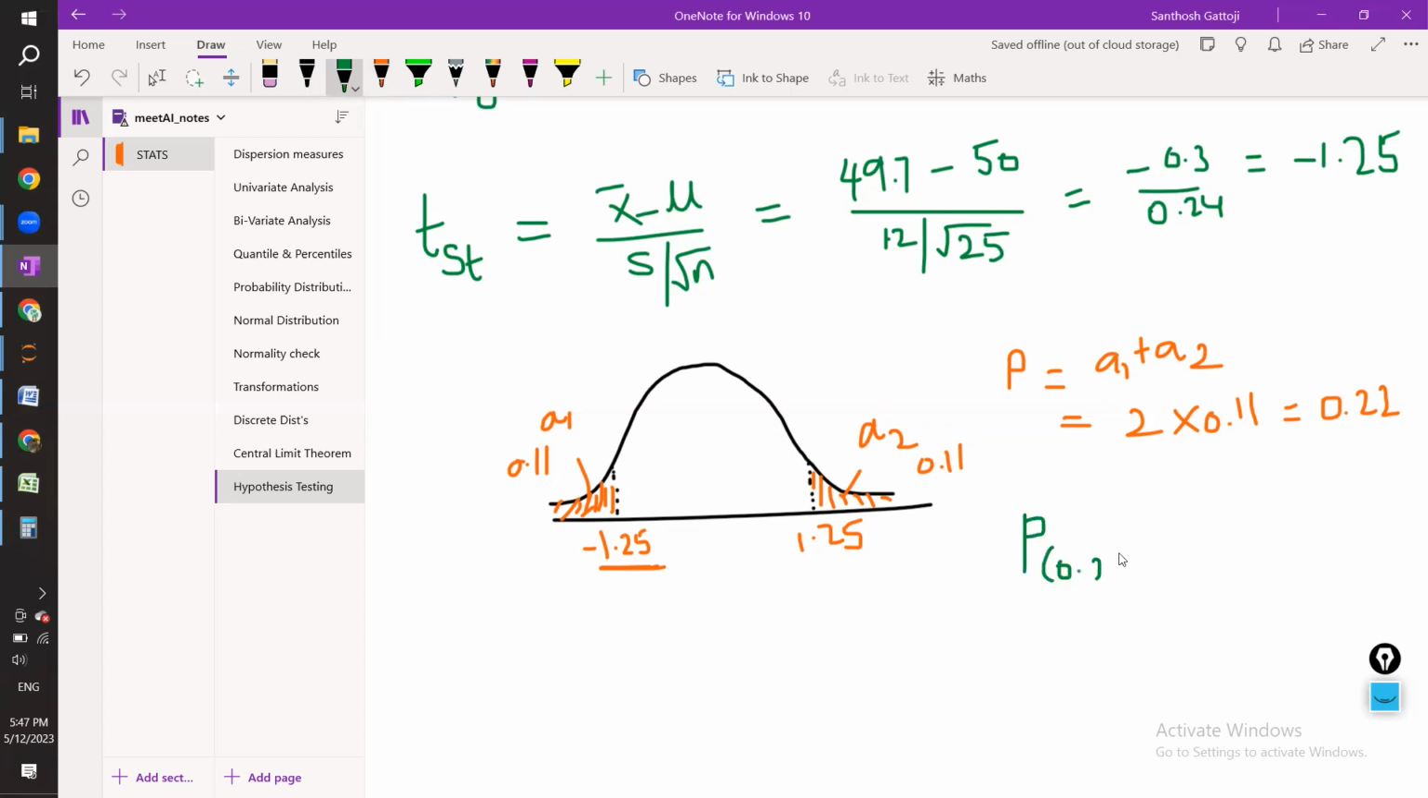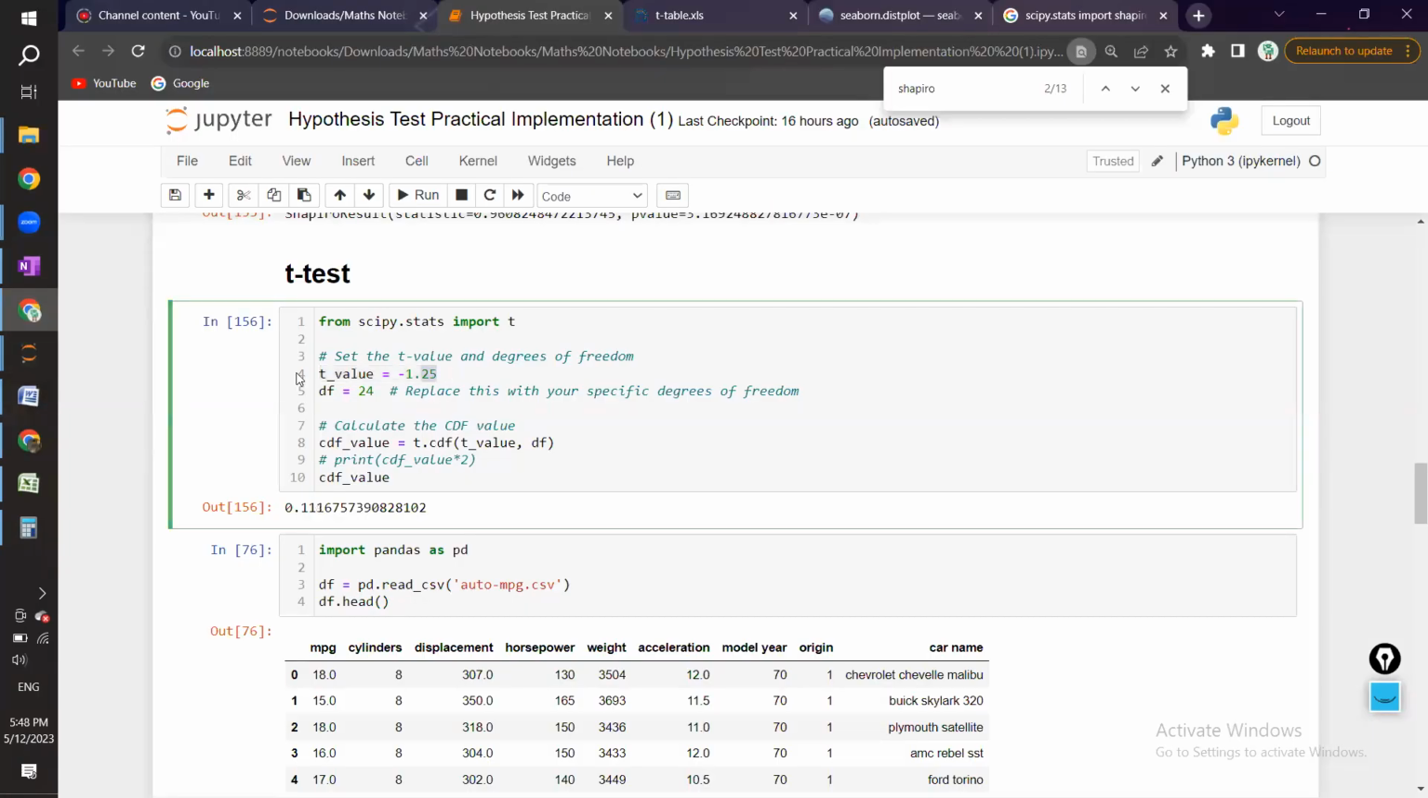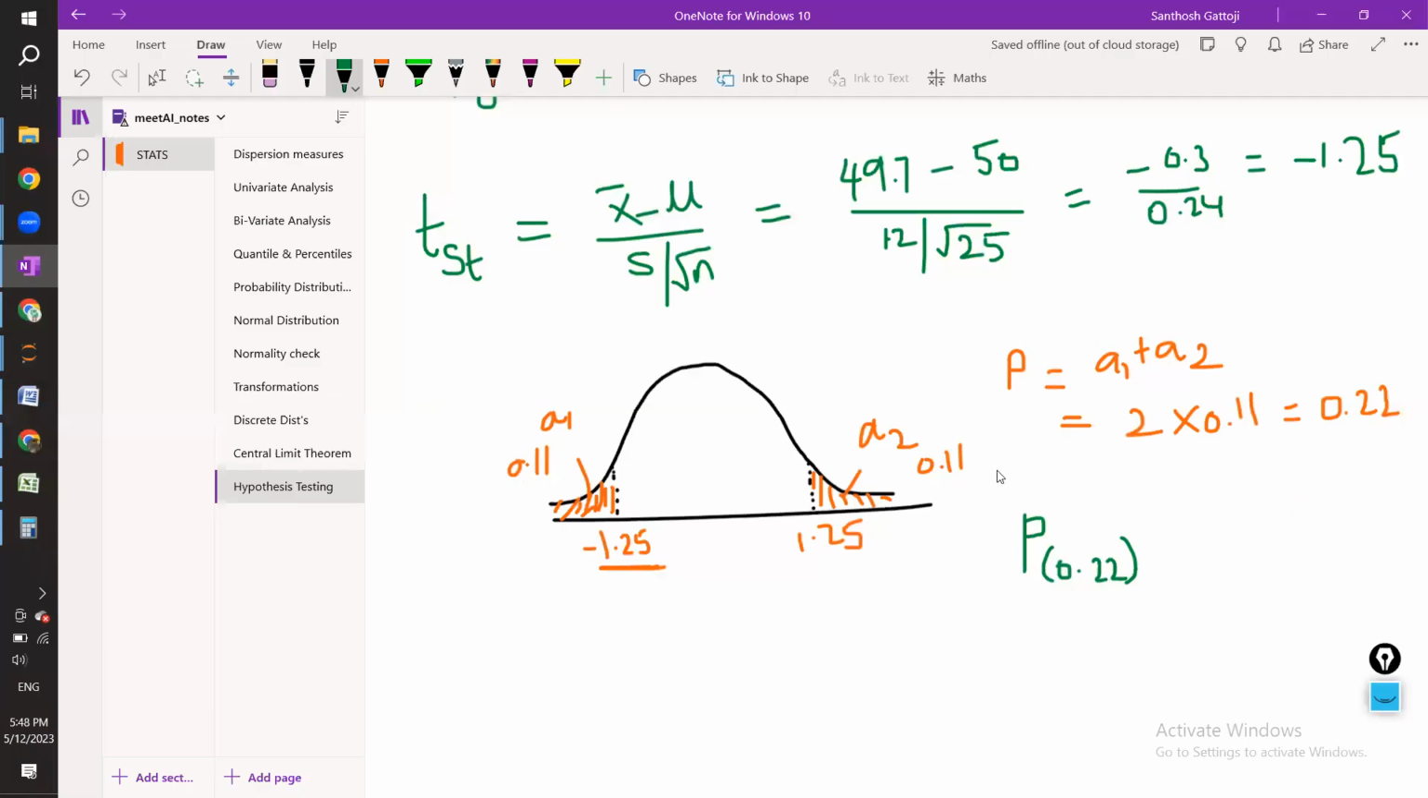I think Sirisha was having a network issue. See, Sirisha, I will repeat from one minute back. We have calculated, using the t statistic, the CDF value. That means how much area is occupied for the value less than or equal to minus 1.25. It is 0.11, so 0.11 will be over here and also 0.11 here. So the combined area, because you are doing a two tail test, will be A1 plus A2, 2 times 0.11, 0.22.